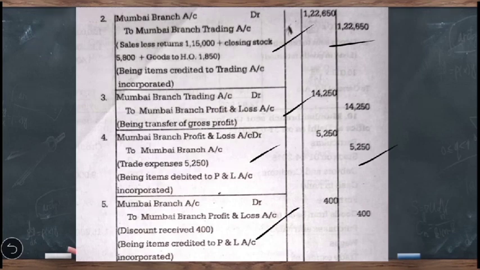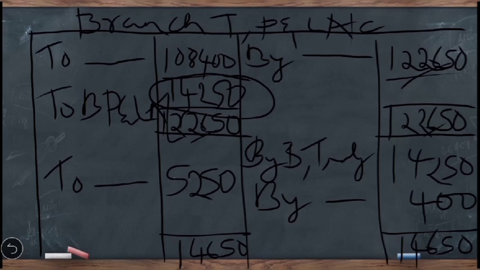After the fifth entry, we are going to close the branch profit and loss account to see whether there is net profit or net loss. I will show you the format here. In the second section, that is the branch profit and loss account, we have brought forward the gross profit of the previous section by making the entry by branch trading account 14,250, and then the entry is made for incorporating the debit item, that is trade expenses 5,250, and this is the entry for incorporating the credit item, that is discount received.